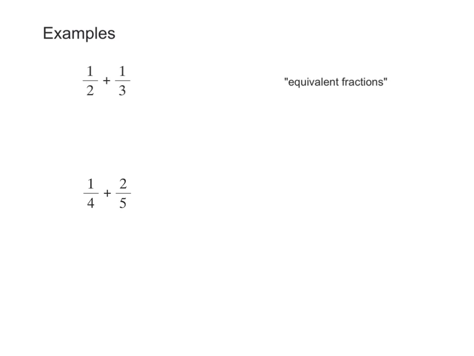In the first example, the two numbers are 2 and 3. Those two numbers have nothing in common, so I'm going to go ahead and multiply them together. That new denominator would be 6. But if I'm going to make the denominators equal 6, I'll have to change the original fractions to be what's called equivalent fractions.